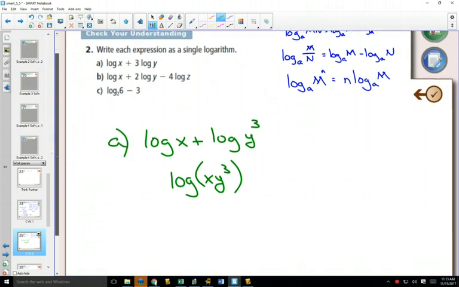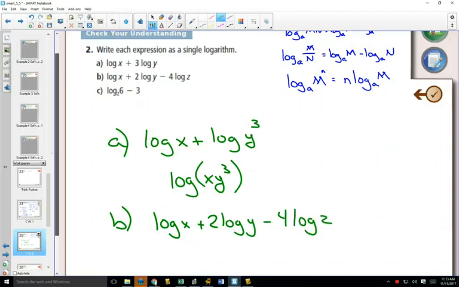Part B. Log x plus 2 log y minus 4 log z. Now we have adding and we have subtracting, so that should trigger those first 2 log laws. But again, even the subtracting one only works if it's a log minus a log. And here we have numbers in front.